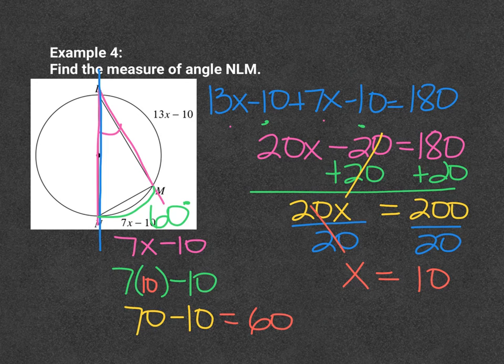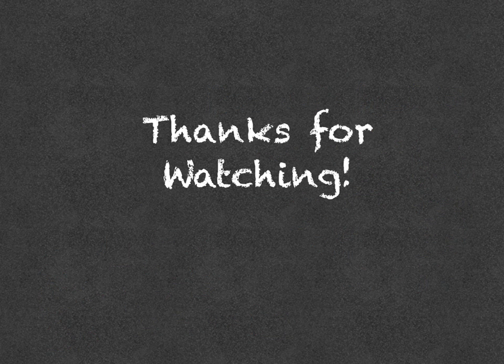Well, I know that the inscribed angle is half of that. So half of 60 is 30. So that means that the measure of angle NLM is 30 degrees. And that's how you solve for inscribed angles in their arcs.